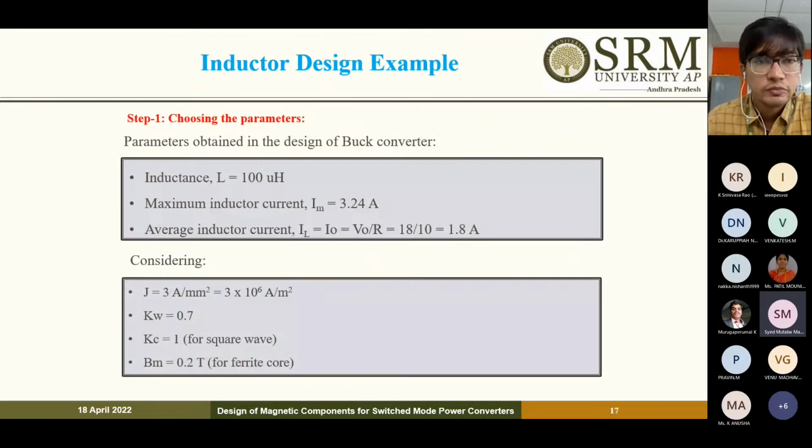So let us assume, from the design of a converter, these are the required parameters for my converter to operate.